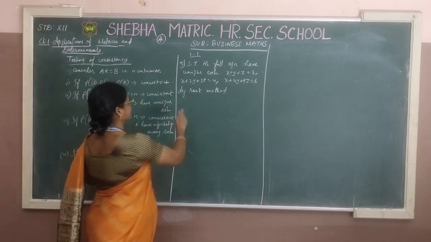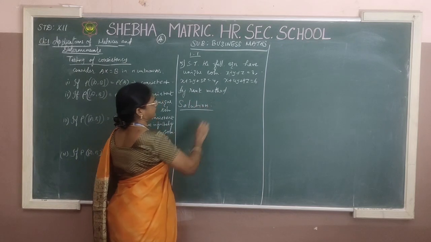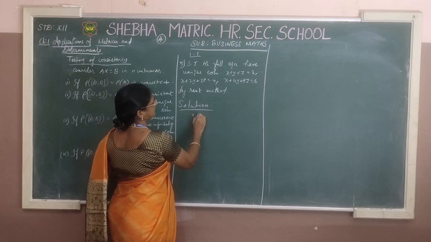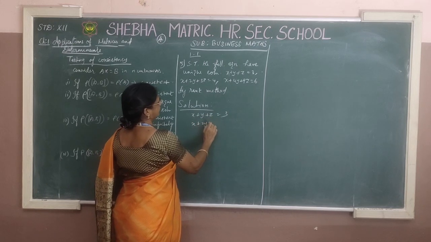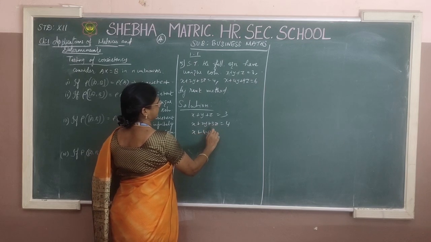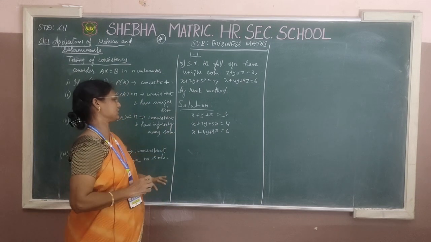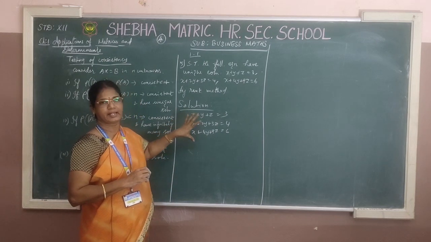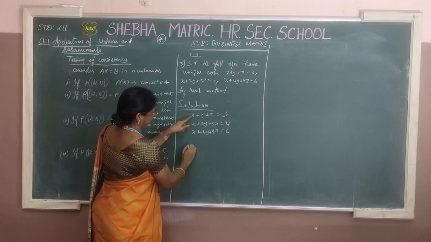Okay, first for this we have to write the given equations in the matrix form. First write the given equations as they are: x plus y plus z equal to 3, x plus 2y plus 3z equal to 4, x plus 4y plus 9z equal to 6. This is our given equations. Next we have to form these 3 equations in the matrix form. How to write? First write all the coefficients.